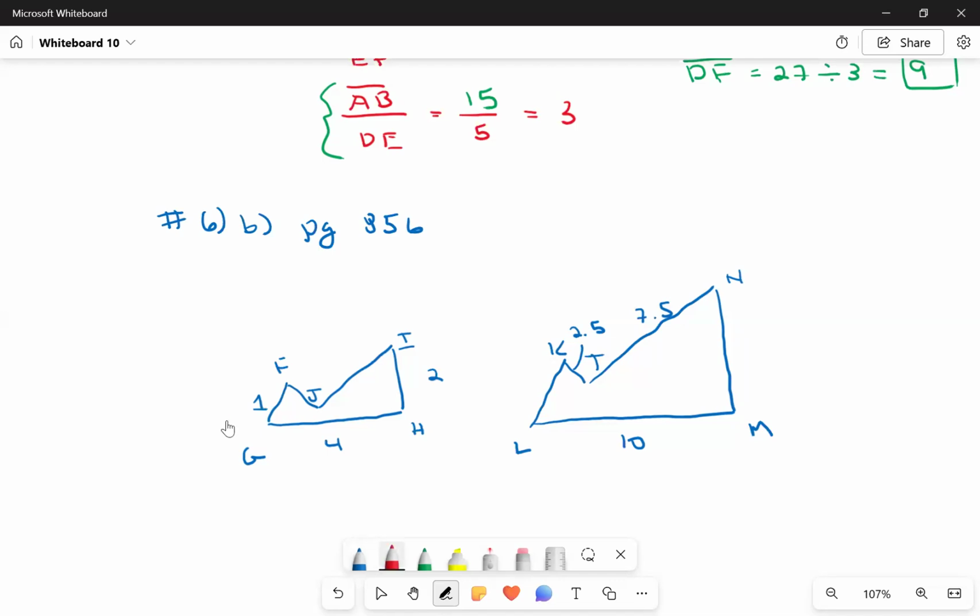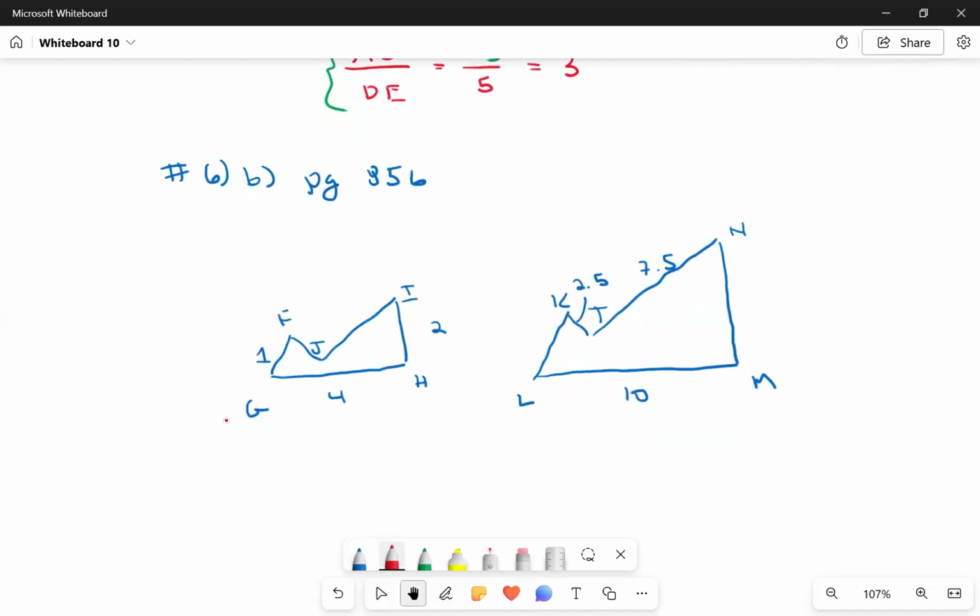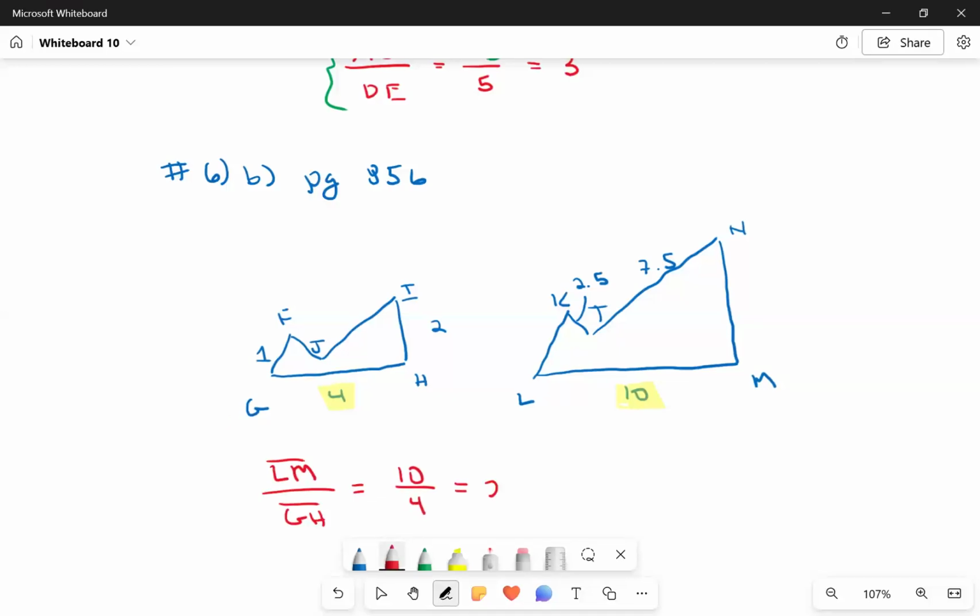So what I need to find here is FJ. But before I can find FJ, I need to figure out what they already have listed here that I can use. That would be the bottom two, which are corresponding. I want to take a ratio of those, LM to GH, which would be 10 to 4, and I think that's 2.5. So if we take the smaller one and multiply it by 2.5, that's the scale factor. It's going to give us the bigger one. So let's use that.